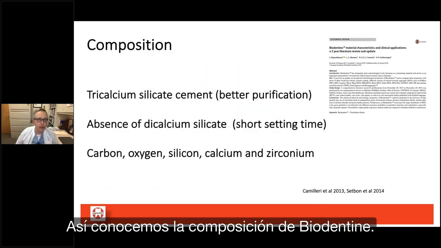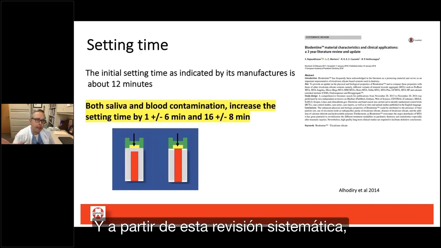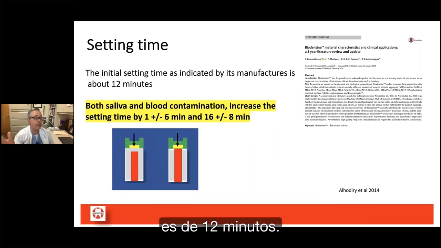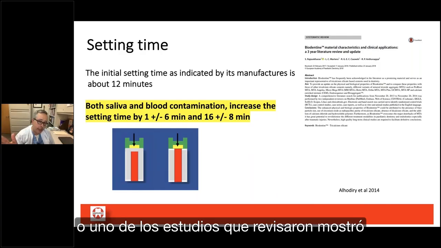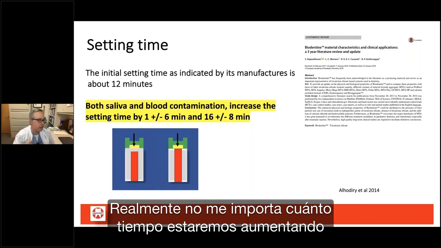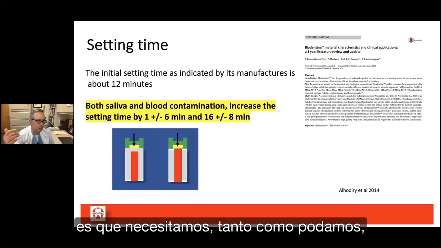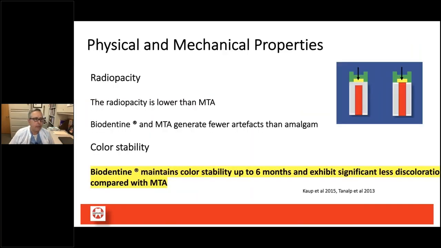So we know the composition of biodentine. And coming from this systematic review, the initial setting time, which I have probably said 10 times, is 12 minutes. However, one of the studies they reviewed showed that saliva and blood can increase the setting time. I don't really care for how long the setting time increases. I think the take-home message is that as much as we can, we need to try to work in an environment without saliva and without blood.